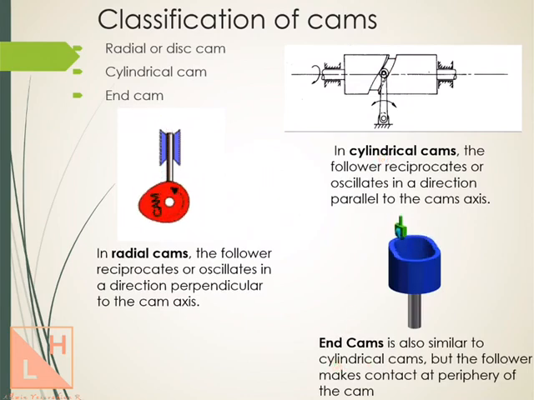And the major difference between these three cams is that the follower will reciprocate in a perpendicular direction in a radial cam, while it is going to reciprocate or oscillate in a direction parallel to the cam axis in both cylindrical and end cam.